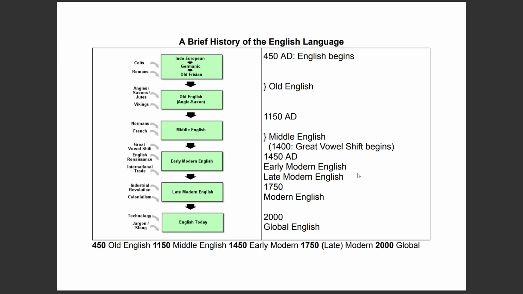So here I've tried to simplify things, but you can see it's still a little bit complicated, isn't it? Still a bit confusing. So here I've tried to simplify it even further. So we've got 450, Old English begins, to 1150, and then to 1450 we've got Middle English, and then between 1450 and 1750 we've got the early modern starting here, and then ending up with late modern. And then from here, basically, it's modern English, which is why I've put the word late in brackets there. And then 2000, and then we've got global English there.